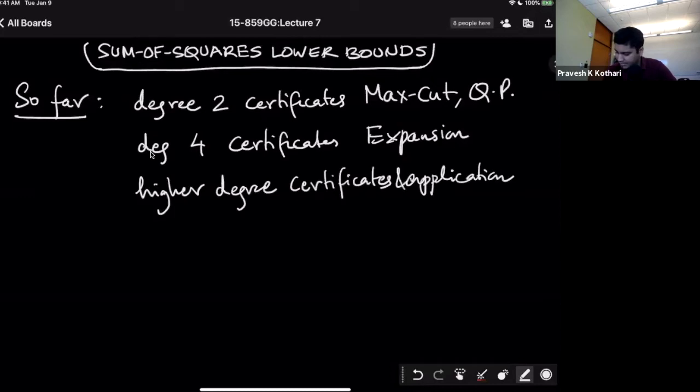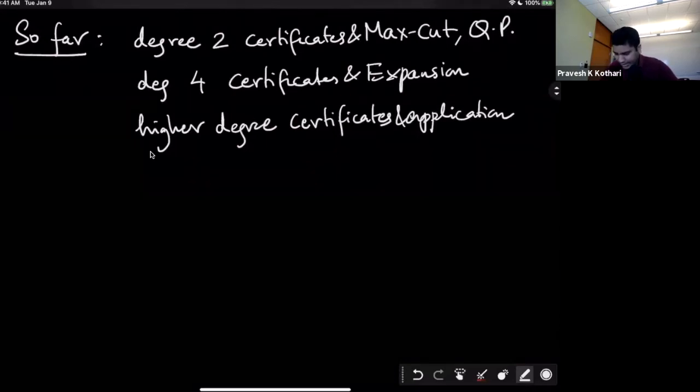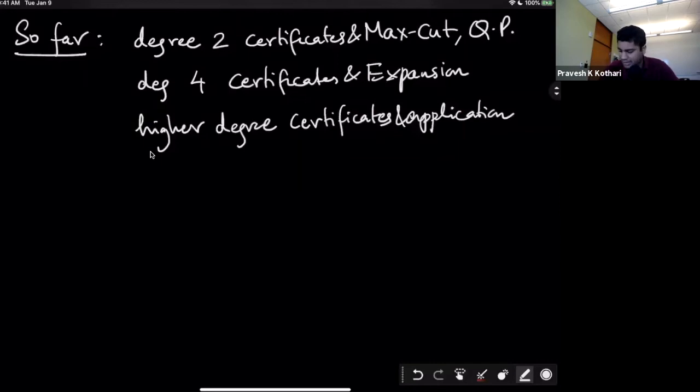So that's maybe some of what we have done so far. Actually, we did something more. In your homework 1, we in fact saw this qualitative lower bound that proves that degree 2 certificates are basically as good as it can get. We used the odd cycle graph to show that, in fact, this is true, at least in a qualitative sense.